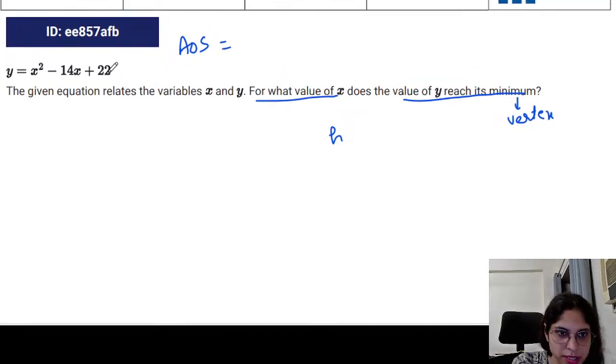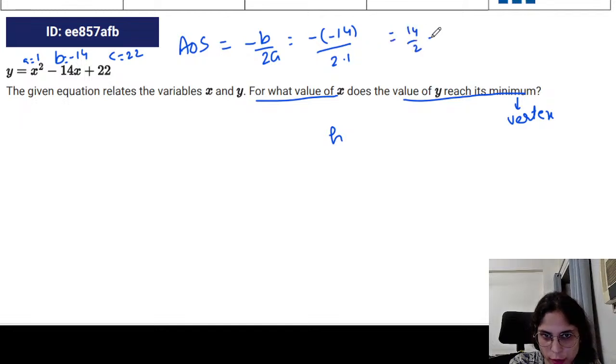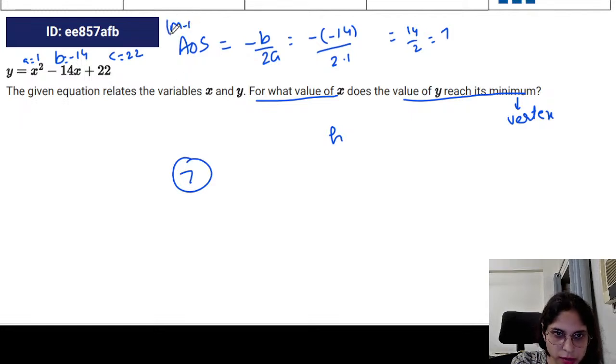Axis of symmetry, because this is standard form, it is going to be negative b over 2a. a is 1, b is negative 14, c is 22. So negative of negative 14 over 2 times 1, 14 over 2, 7. For what value of x does y reach its minimum? 7 is my answer. This is method 1. Axis of symmetry is negative b over 2a in your standard form.